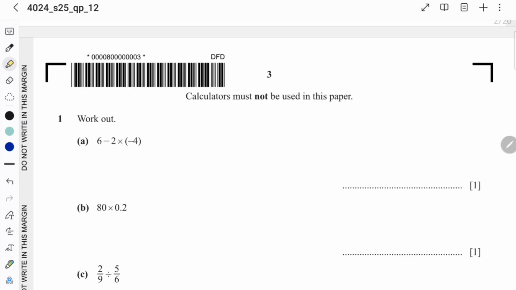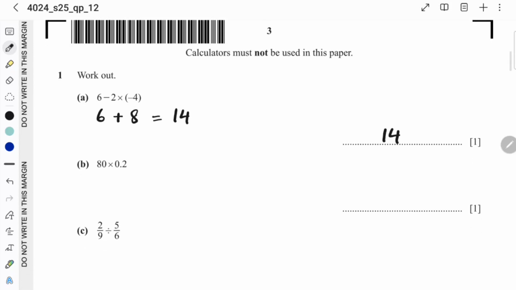This is part A, 6 minus 2 times minus 4. So we follow the BODMAS rule. We first multiply, so minus into minus will become plus. 2 times 4 is 8 and 6 plus 8 is equal to 14. So 14 is the answer for this question.